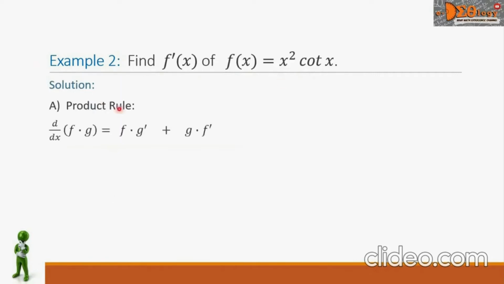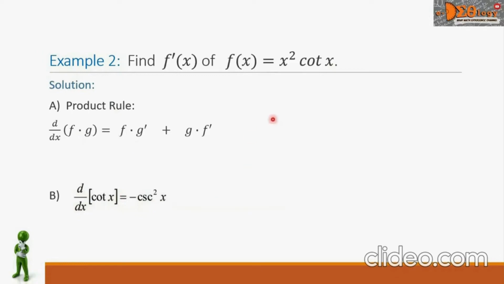The first is the product rule. So we write here d over dx of the product f times g. This is equal to f times g prime plus g times f prime. Next is the derivative of cotangent x. So we have d over dx of cotangent x equals negative cosecant square x.